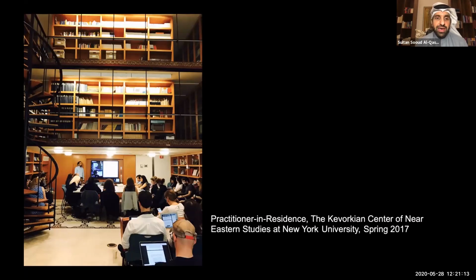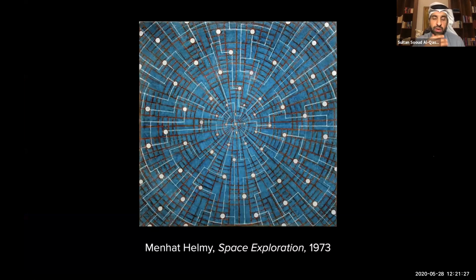And so I visited Lynn, and the idea of the exhibition came about. And Lynn had suggested that there was never an exhibition of abstract art from the Arab world, which is quite true if you think about it. A couple of other elements I want to go through quickly. This is a beautiful painting by an Egyptian artist called Minhat Hilmi, titled Space Exploration, from the early 1970s.